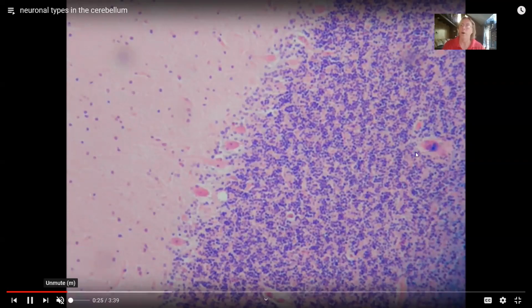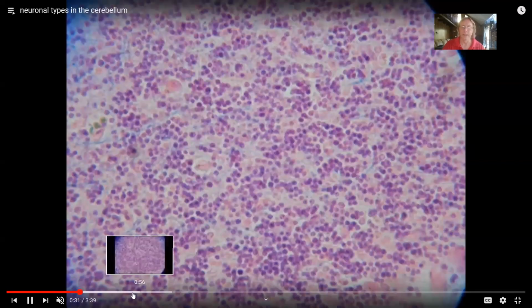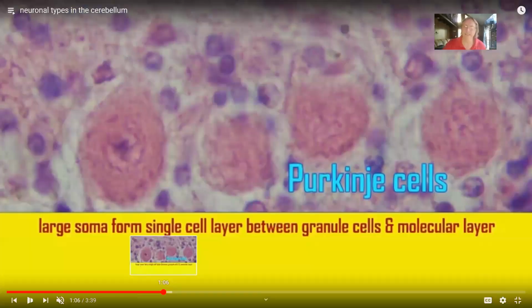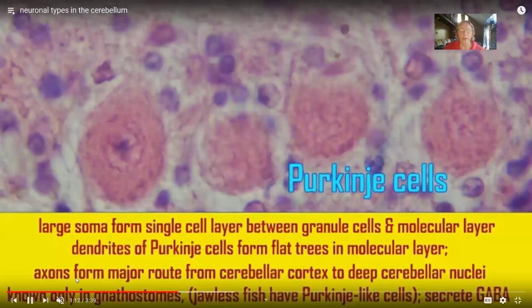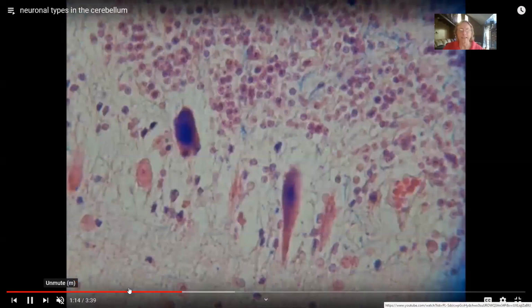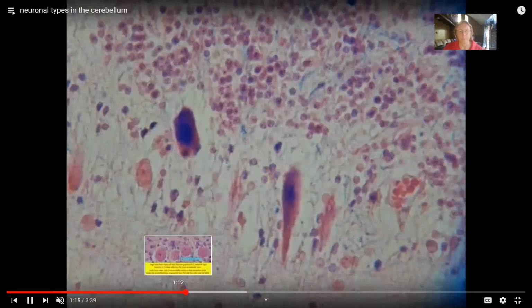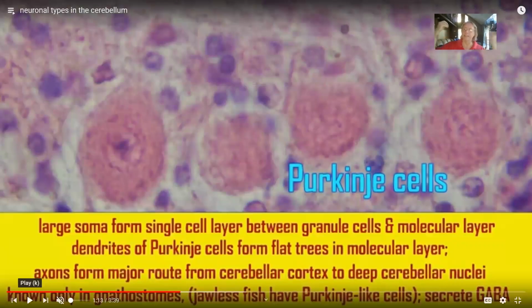Nowhere else are as many nerve cells packaged in such a tight space as one sees here in the granule cell layer. The Purkinje cells, once again, form this monolayer of these huge nuclei. And these are the major way that the cerebellar cortex, the outside, communicates with the deep cerebellar nuclei. So these are the major output from the cerebellum.